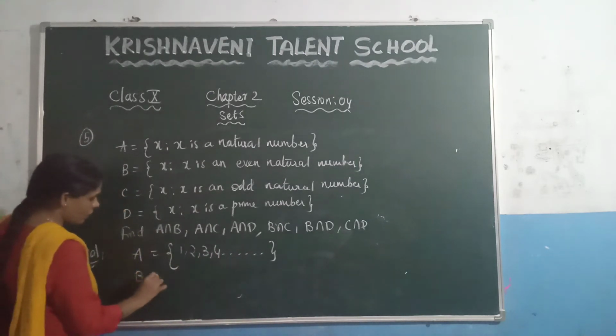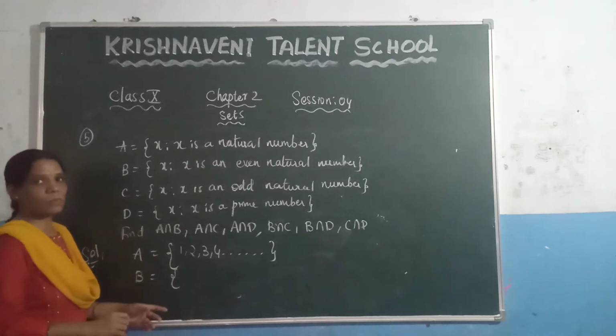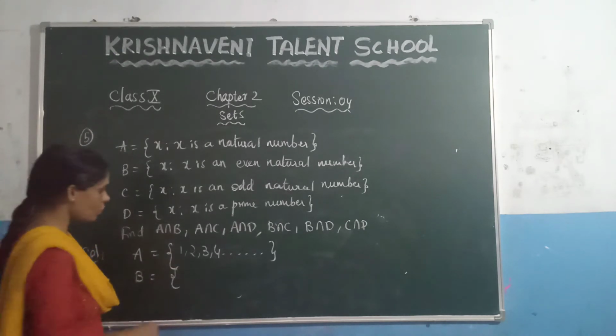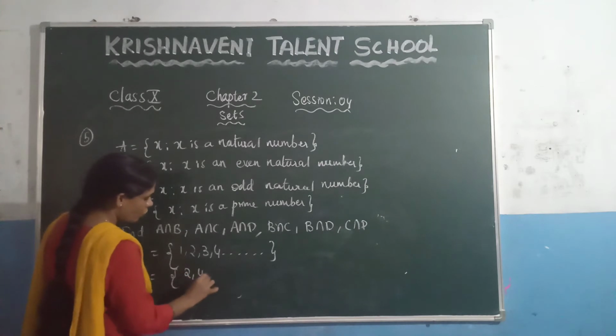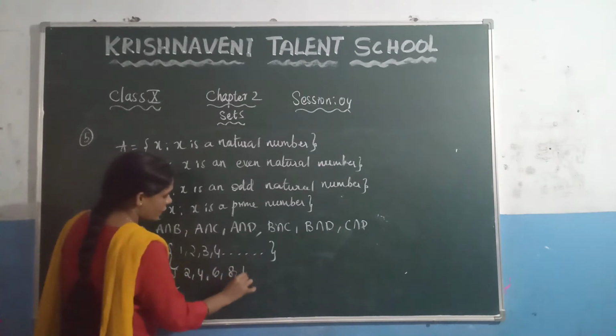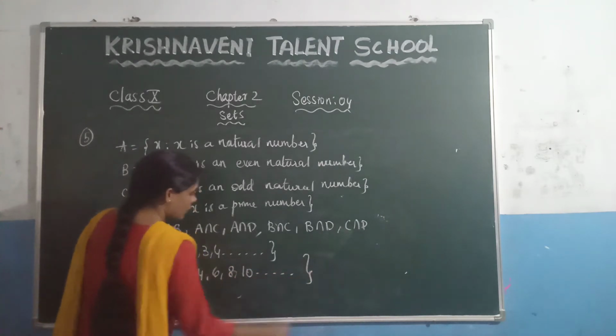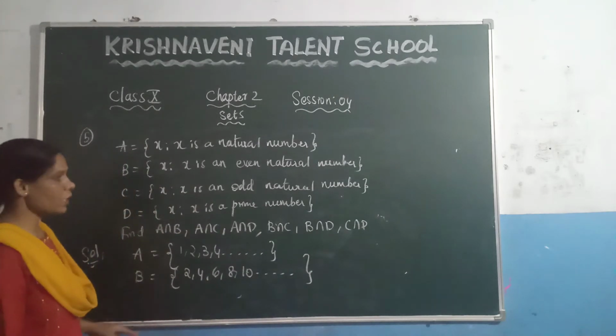So what are even numbers? The numbers that are divisible by 2, that we call even numbers. So what are those? 2, 4, 6, 8, 10 and so on. This is the set of the even numbers.